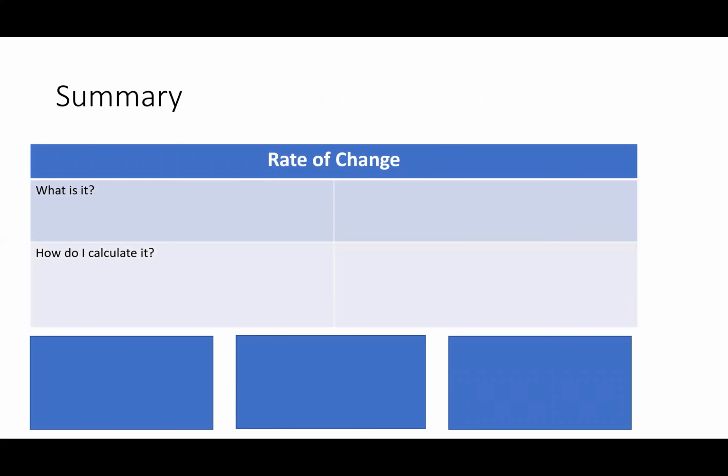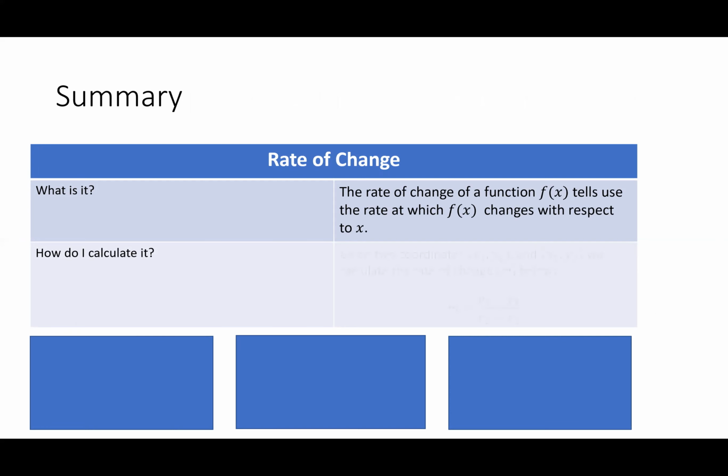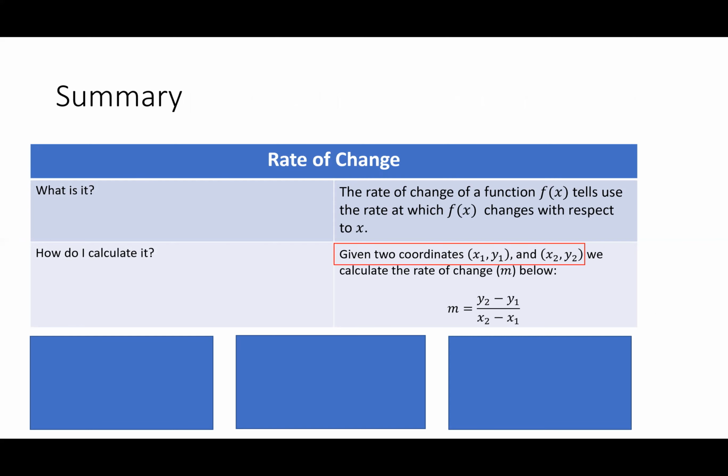So let's summarize rate of change. What is it? The rate of change of a function tells us the rate at which our y value changes with respect to x. How do you calculate it? Well, use the rate of change formula. If I'm given these two coordinates, I pretty much have everything I need.